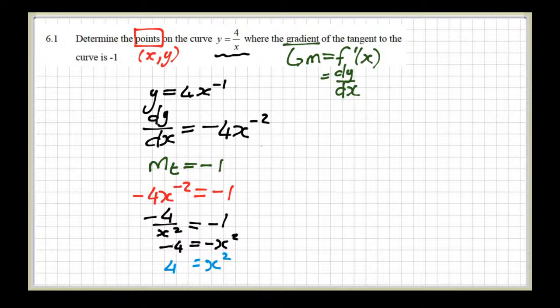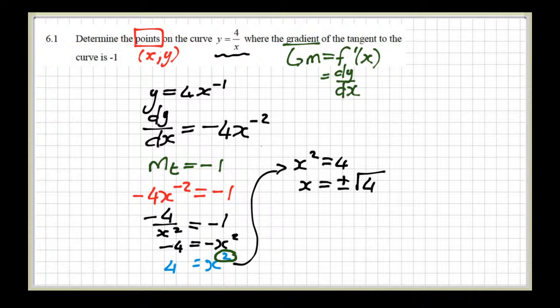Remember, it is an x squared, which means I am going to have two possibilities. So, let me just rewrite that, take a root on both sides, but now it becomes plus or minus the square root of 4, which gives me positive or -2. In other words, there are two places where this graph has a gradient of -1. Now, I'm not done yet because they're asking me for points, so in other words, x and y. So let's substitute these x values in. So y equal to 4 over 2, which gives me 2.